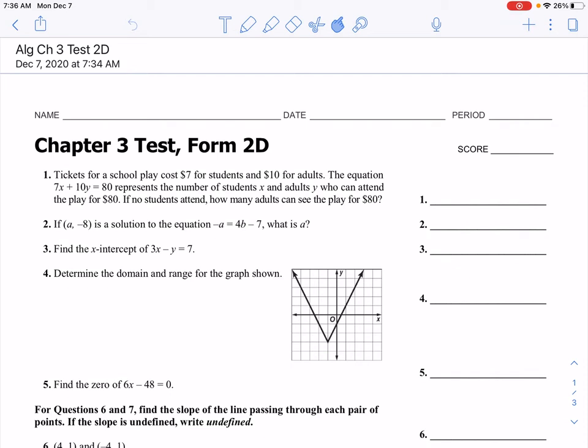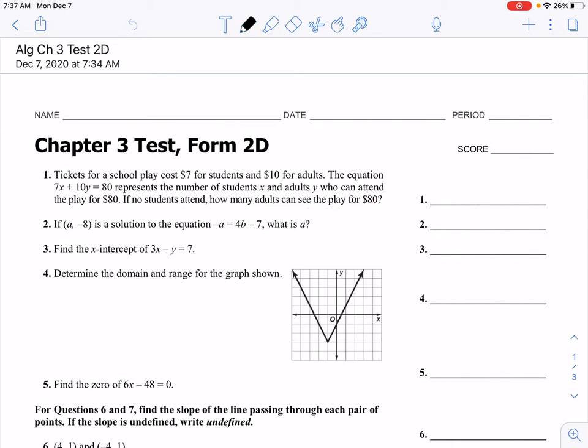All right, so for this first one, it says tickets for a school play cost $7 for students and $10 for adults. Then they give you this equation that represents the number of students, X, and adults, Y. So I know X is my students, that's the 7X. And adults is Y, that's my 10. And those are the ones who can attend the play for $80. All right, so that means you're on a fixed budget. You're not spending any more than $80. If no students attend, how many adults can see the play for $80?